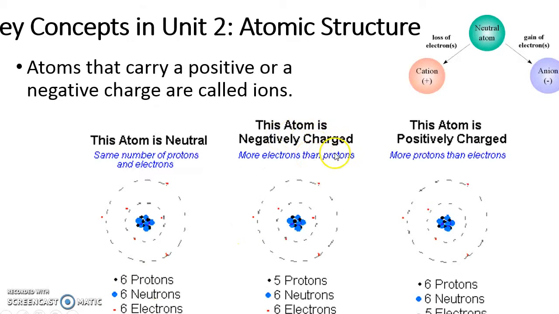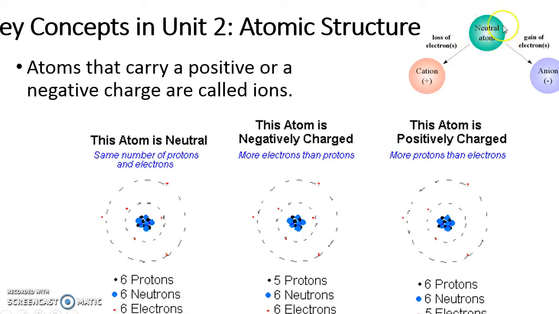This atom right here is negatively charged. It has 5 protons and 6 electrons. So it carries a charge of -1 because it has 1 more electron, or 1 more negative charge, than it does positive charges. This atom right here is positively charged. It has more protons than electrons. It has 6 protons and 5 electrons, and it would have an overall charge of +1.